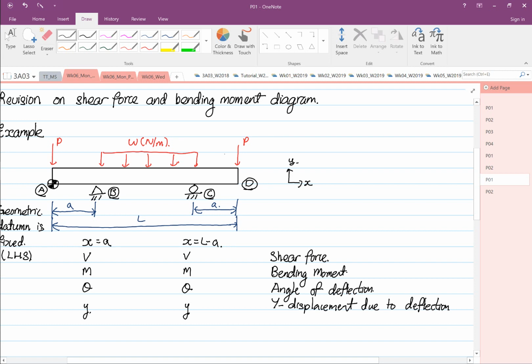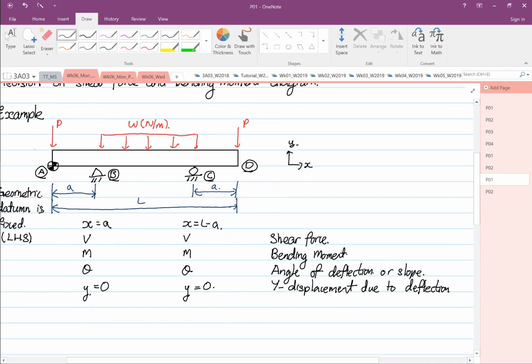Okay, so for this case, if you look at this beam, we don't know what's the shear at point A. At point B, where X equal to A, we don't know what is a shear force. We don't know what's a bending moment. We don't know what's a slope, angle of deflection, or we call it slope. Okay, but we know that Y is equal to 0, because you don't allow displacement in the Y direction. Likewise, at point C, Y is also equal to 0. So for this case, we know that these terms over here are known as our boundary condition.